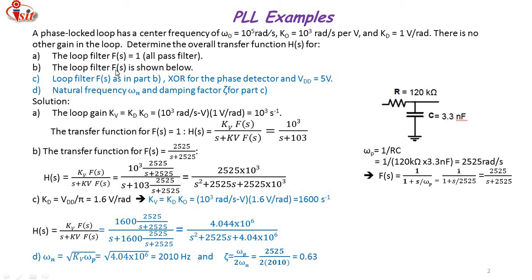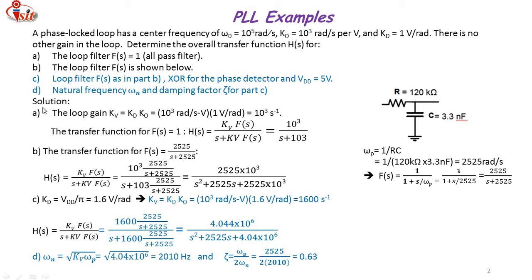For part B, the loop filter Fs is shown below. Part C is related to the loop filter Fs as in part B, with the phase detector Kd and VDD equal to 5 volt. Part D is related to natural frequency omega n and damping factor for part C. Here we are given a low pass filter, with the resistor connected in series and the capacitor connected in parallel. The resistor value is 120 kilo ohm and the capacitor value is 3.3 nanofarad. The solution for this example is given step by step.